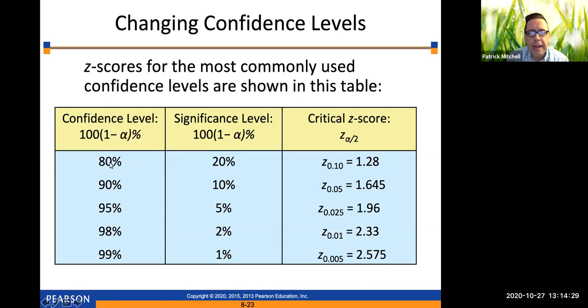So if you're doing an 80% confidence interval, your critical z-score is 1.28. We already talked about 90 and 95%. If you're doing a 98% confidence interval, your critical z-score is 2.33. And if you're doing a 99% confidence interval, your critical z-score is 2.575.